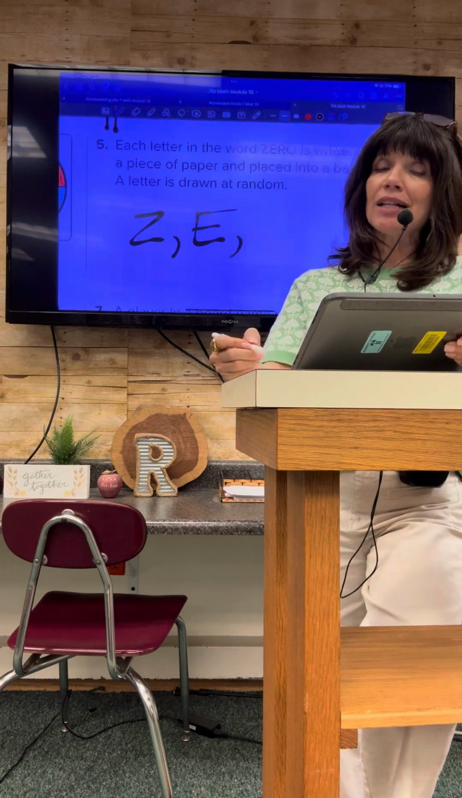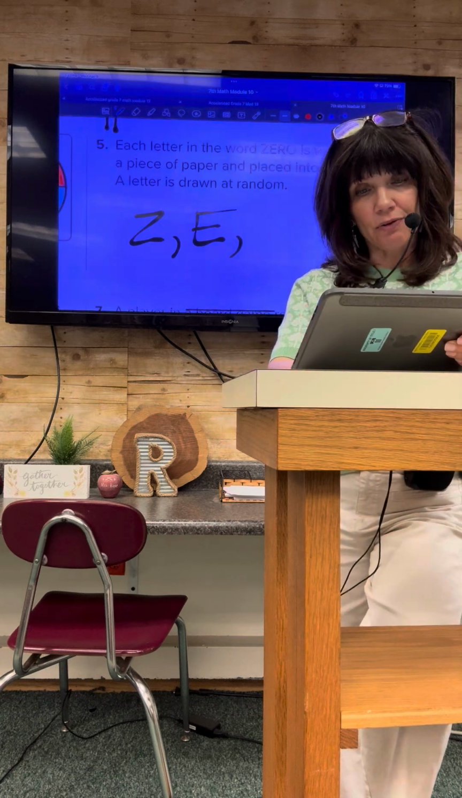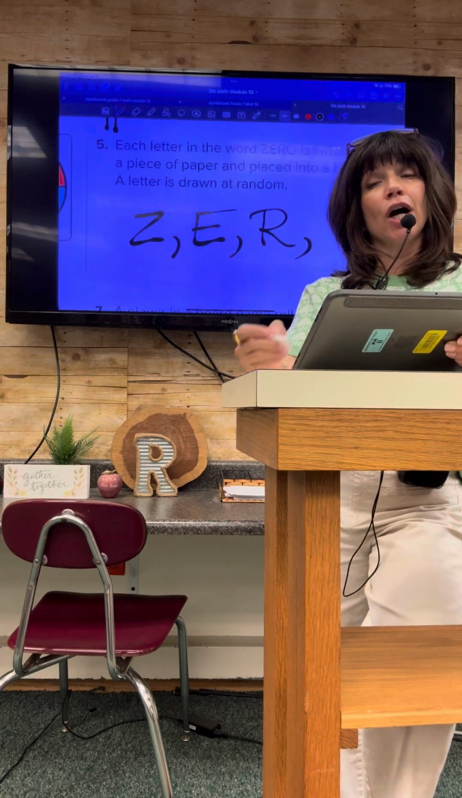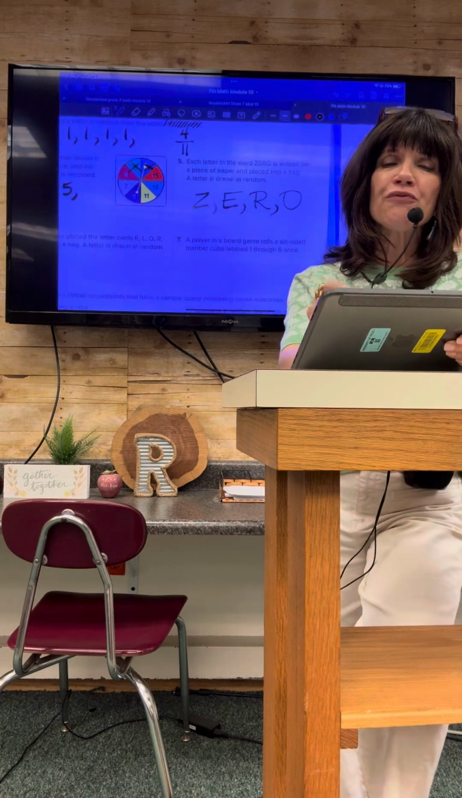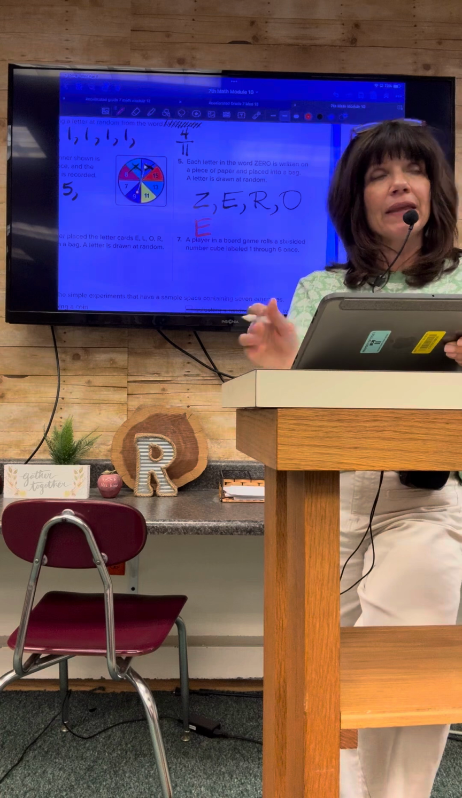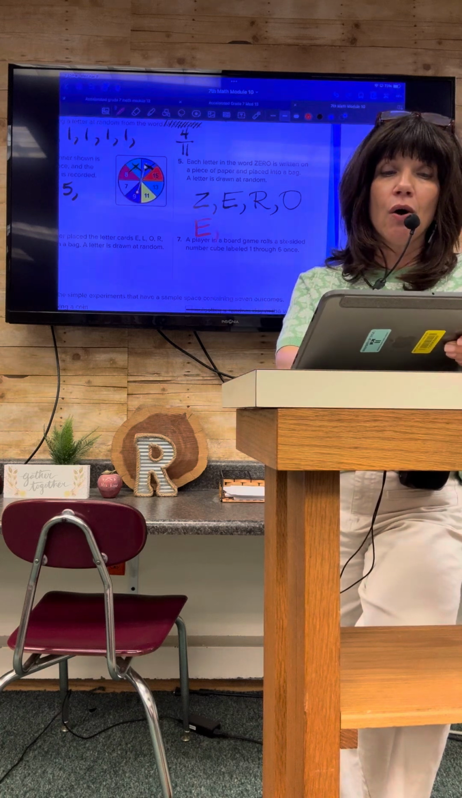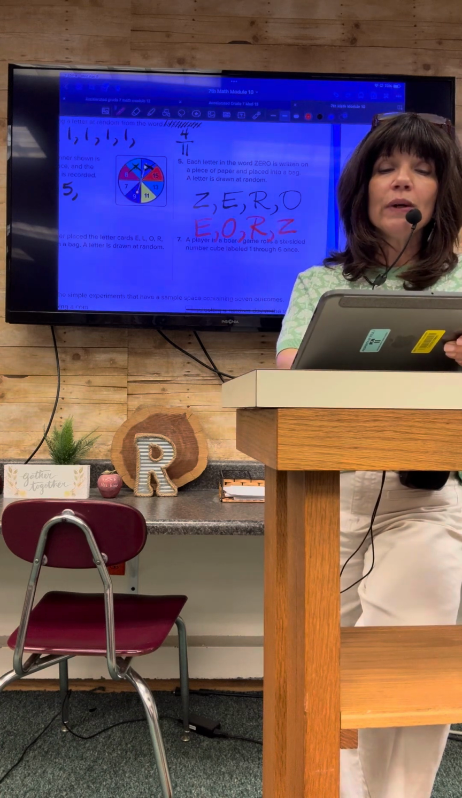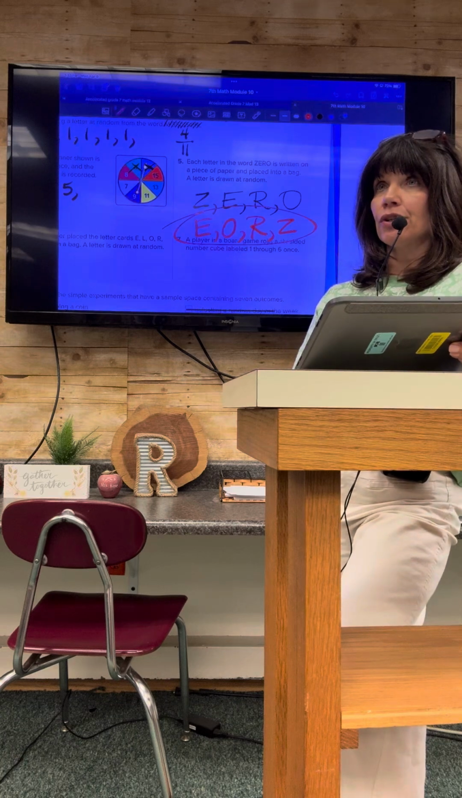How many times is it possible to write an R? 1. So I write an R 1 time. How many times for an O? 1 time. Now what if they showed you a sample space that was in ABC order? E, O, R, Z. Would this still be acceptable as an answer? Yes. All right, so I'm glad you catch on.